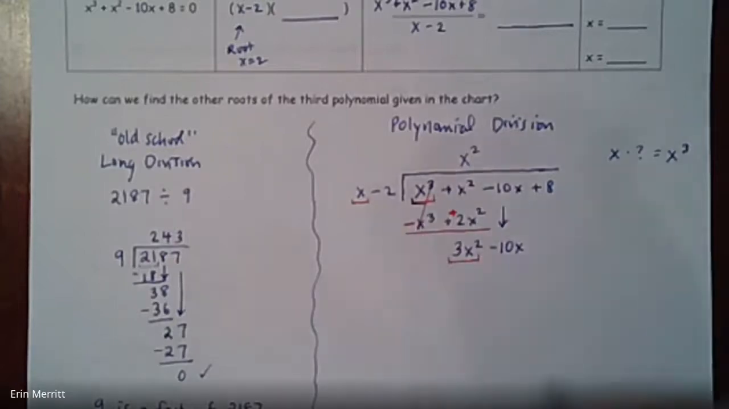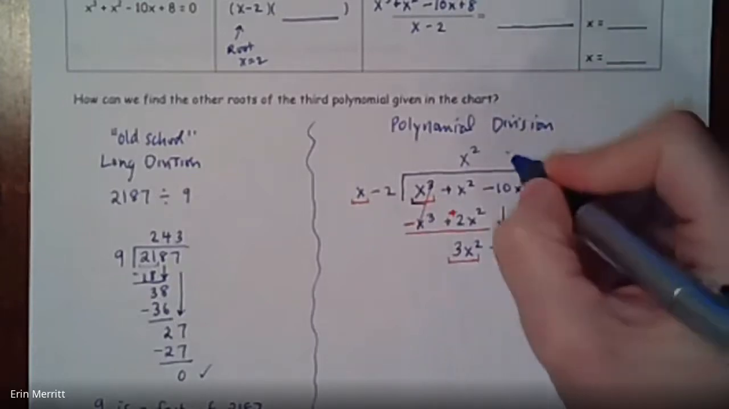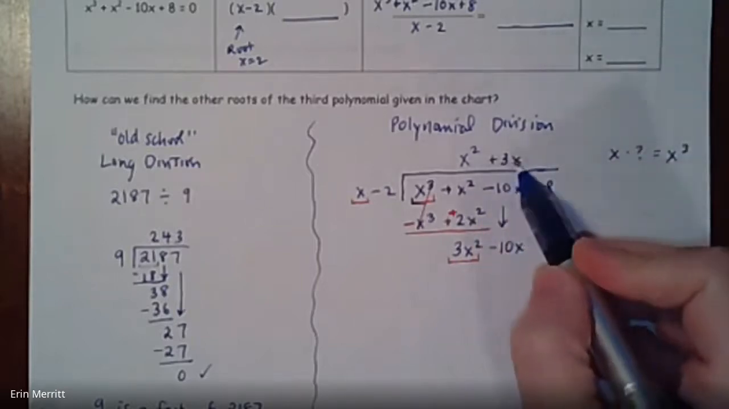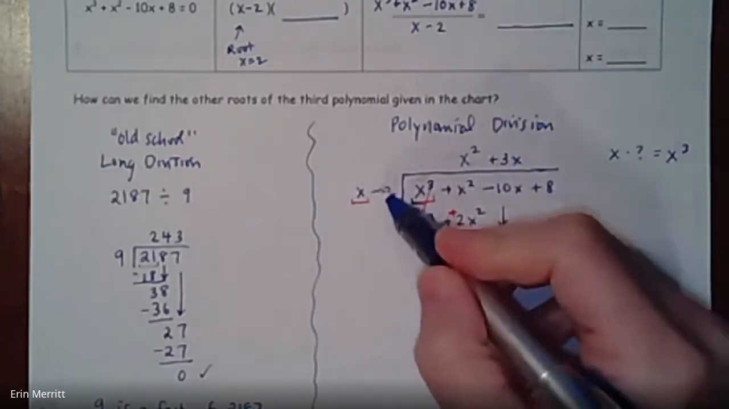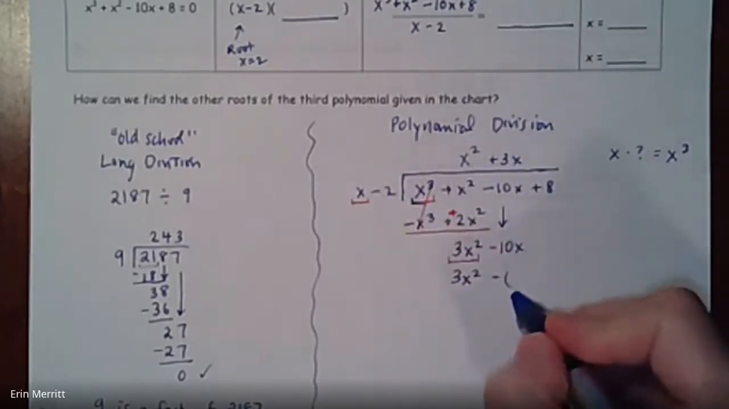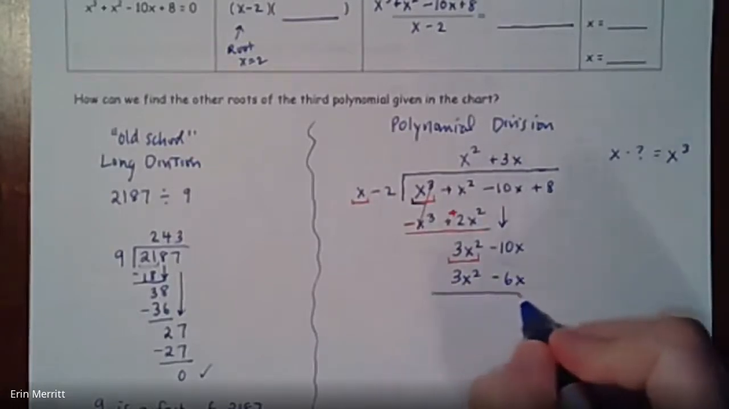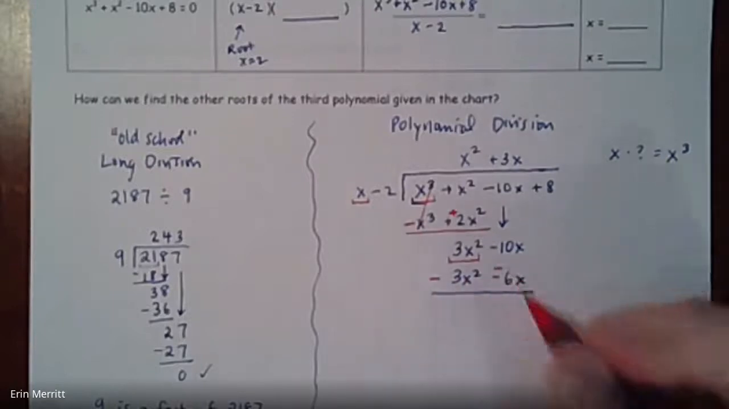Let's try it again. X times what would give me 3x squared? Well, up top would need to be a 3x and a positive one in that case. So when I multiply, 3x times x gives me 3x squared. 3x times -2 would give me minus 6x. Now we need to subtract both of those terms. So subtract here, subtract here.